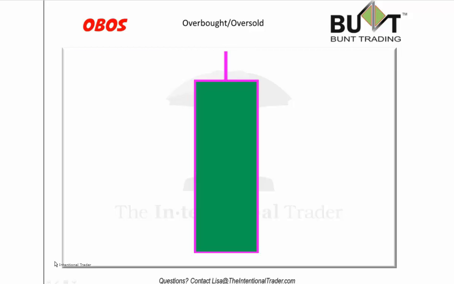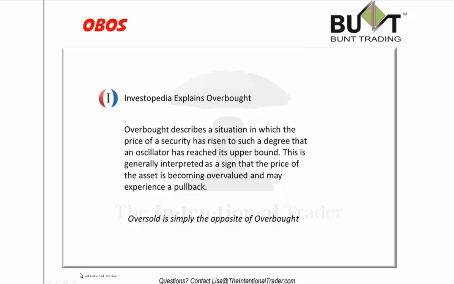Today we're going to talk about the OBOS, or our overbought, oversold indicator. When we talk about price being overbought or oversold, you can look it up in Investopedia. Overbought describes a situation in which the price of an asset, a security, a futures contract, a stock has risen to such a degree that an oscillator has reached its upper bounds. That would be a momentum oscillator. This is generally interpreted as a sign that the price of the asset is becoming overvalued and may experience a pullback. Of course, oversold is just the opposite of overbought.